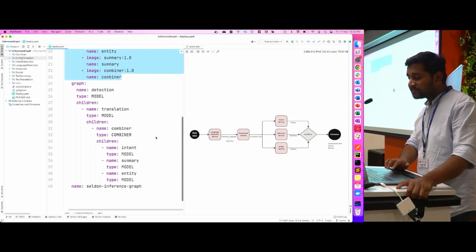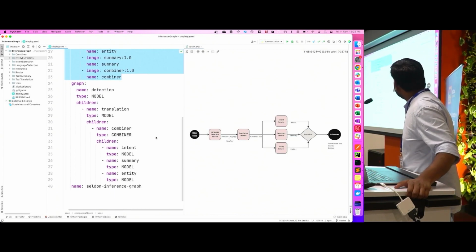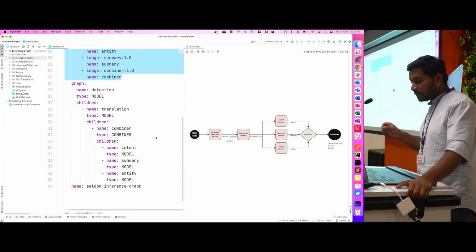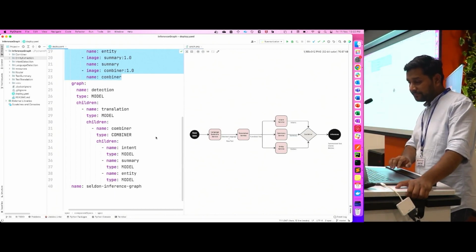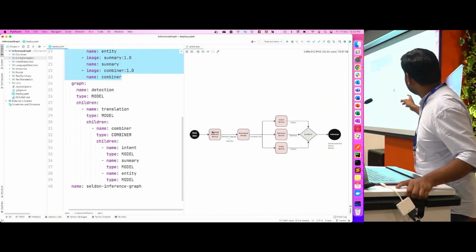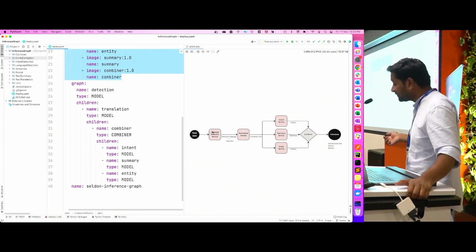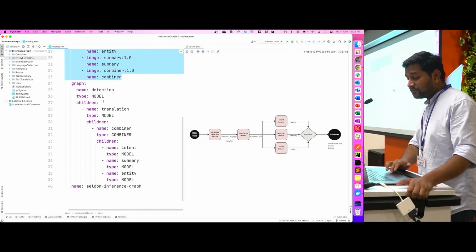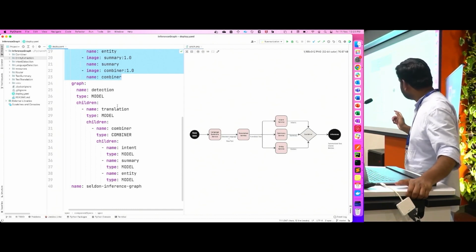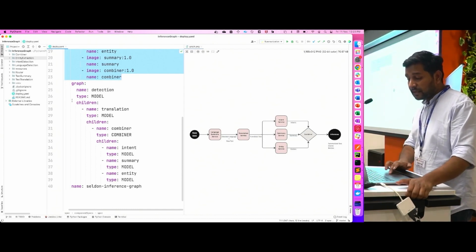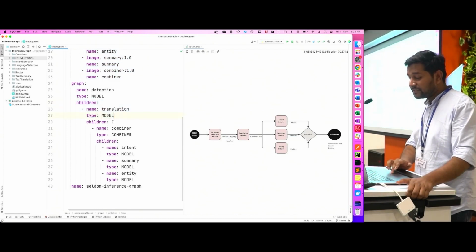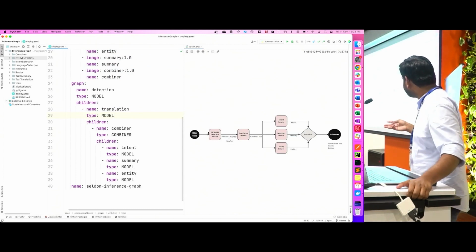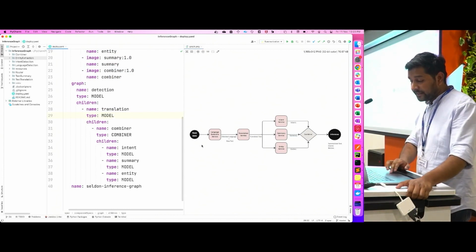Then under the graph section of this configuration file, we mention the relationship as per this design, this graph. I'll briefly help you understand what exactly it means. The first service, which is going to receive the signal, is the language detection service. That's at the top of the graph, it's the parent. The child of this detection service is only one, the translation service, so under the children section there is only one child, translation. And the translation service has three downstream child services, which are intent, summary, and entity.